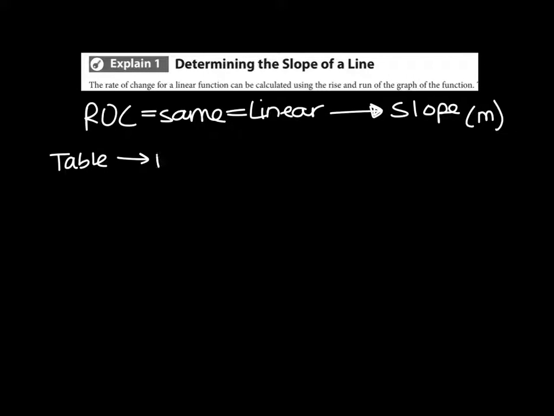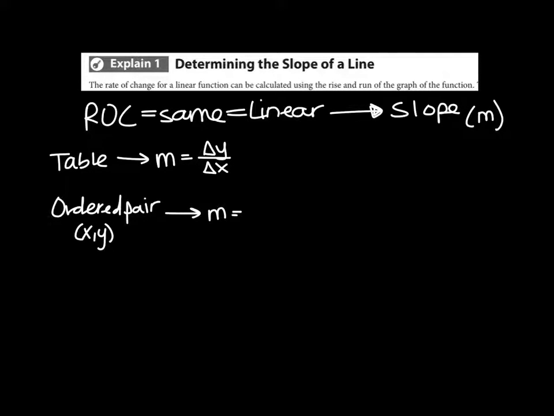So from a table, m equals the change in y over the change in x, like what we just did. From ordered pairs, remember, an ordered pair is when we have like x comma y. From an ordered pair, it sounds a little weird, but it's not too bad. This formula is y2 minus y1 over x2 minus x1. You should be familiar with that formula, but we'll talk about how to use it.